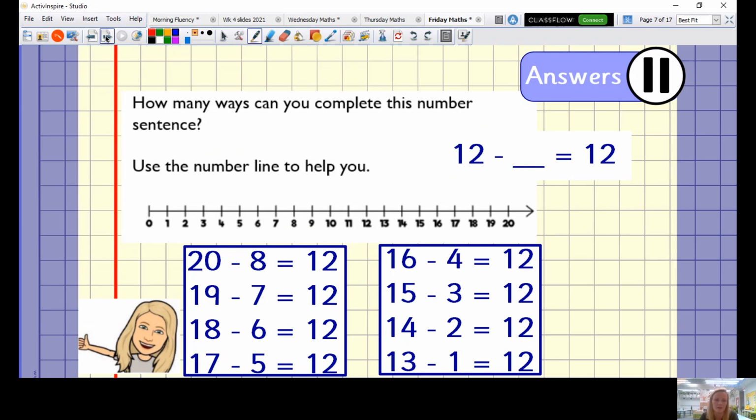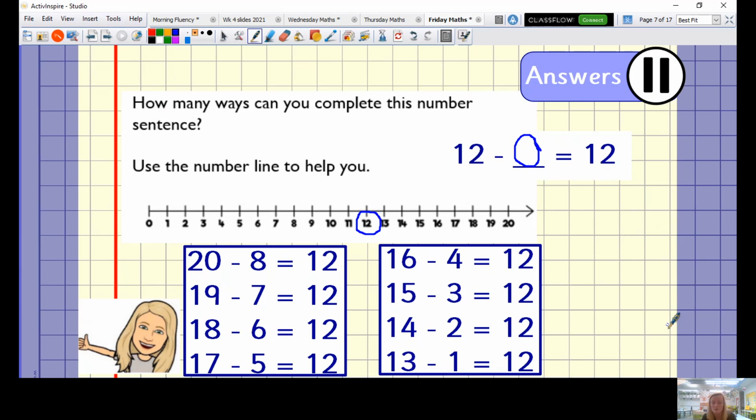Here are my answers. So I started all the way at 20. 20 minus 8 equals 12. And now you can check them on your number line. 19 minus 7 equals 12. So it always needed to make 12. See if you managed to get the same as me. 17 minus 5, 16 minus 4, 15 minus 3, 14 minus 2, 13 minus 1. And that example that I gave you before was 12 minus 0 equals 12.